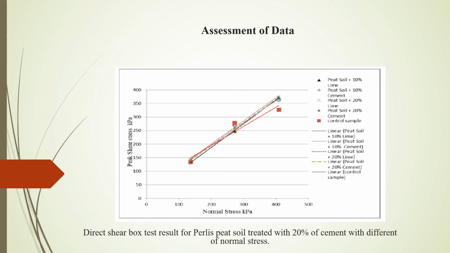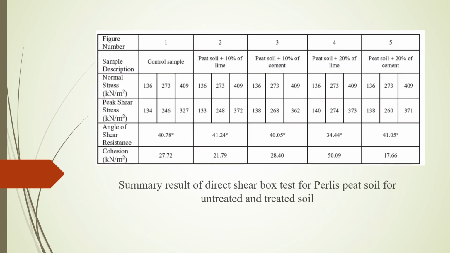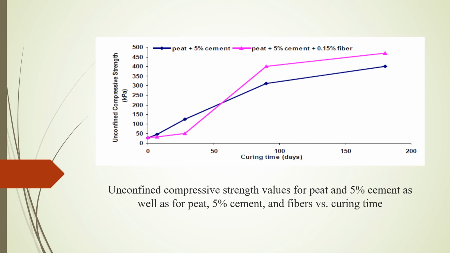Here's some data given to support whatever I studied, like when we added 10% lime, 10% cement, and 20% to the peat soil. Accordingly, you see the difference in data. This is the result of the direct shear box test. And these are the data from unconfined compressive strength.